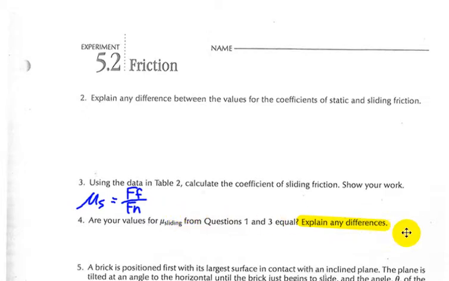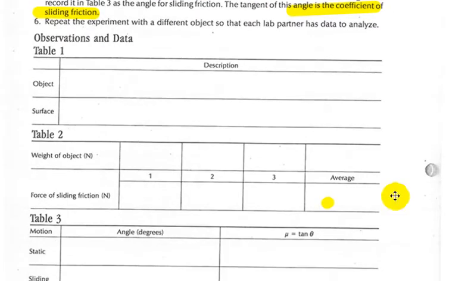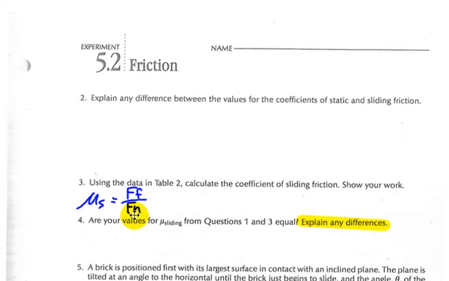3, using the data in table 2, calculate the coefficient of sliding friction. Show your work. So for that, Ff over Fn. So here we know the object weight. So if we're just dealing with sliding it on a flat surface, Fn is equal to Fg, so this is our Fn, and then our force. So using these two values here, we can get the coefficient of sliding friction, or in this case, I guess technically I've been calling sliding friction kinetic friction. So that should be a k.